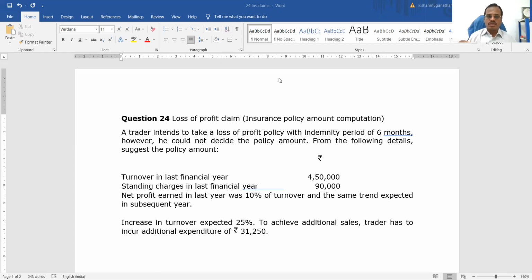I told you two components of claim while introducing loss of profit policy. One is GP on short sale, second is claim for additional expense. So this 31,250 should also be included as part of your insurance policy. Unless the question says you have to cover only 80% of the risk, the remaining 20% remaining uncovered, which means not covered by the insurance policy. Unless such intentions are indicated in the question, you should always cover 100% risk factor.